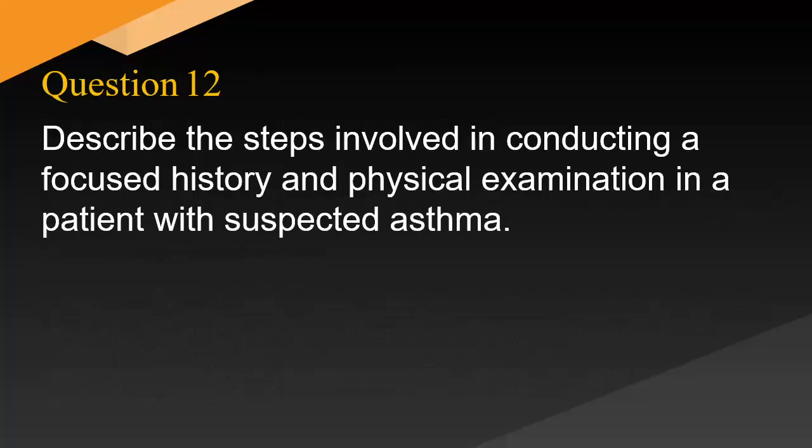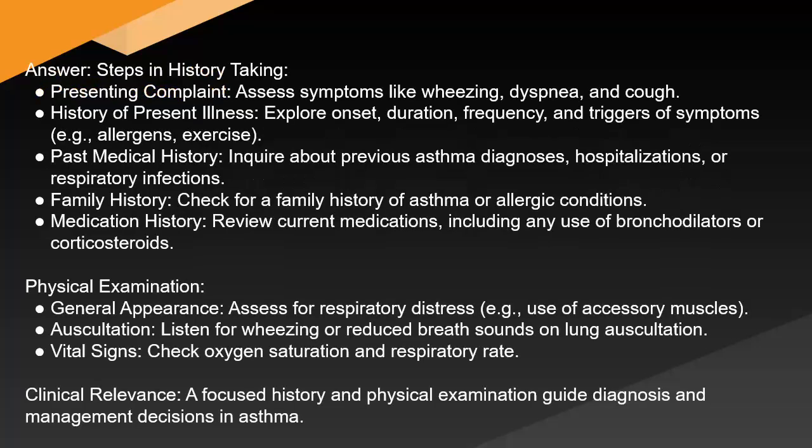Describe the steps involved in conducting a focused history and physical examination in a patient with suspected asthma. Answer. Steps in history taking. Presenting complaint. Assess symptoms like wheezing, dyspnea, and cough. History of present illness. Explore onset, duration, frequency, and triggers of symptoms, e.g., allergens, exercise. Past medical history. Inquire about previous asthma diagnoses, hospitalizations, or respiratory infections.